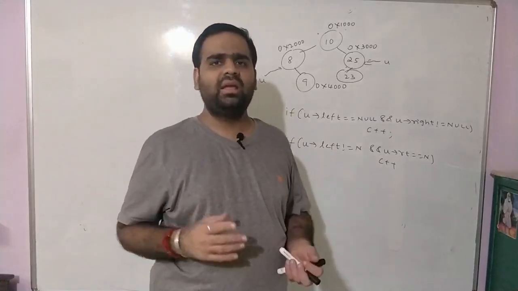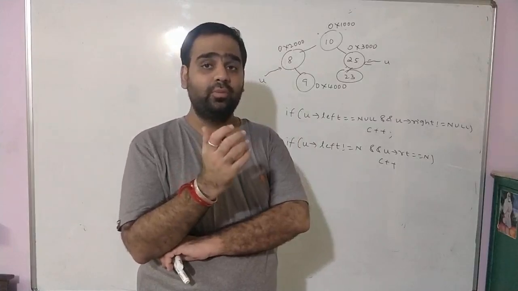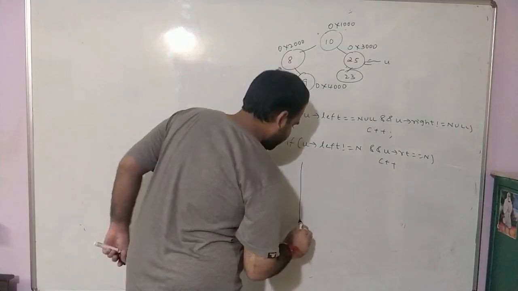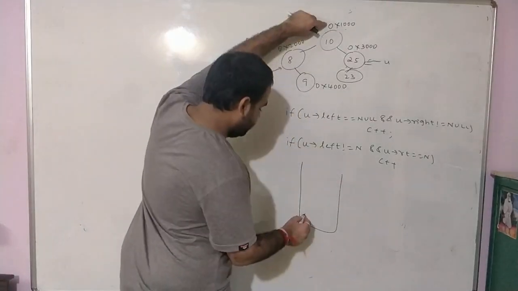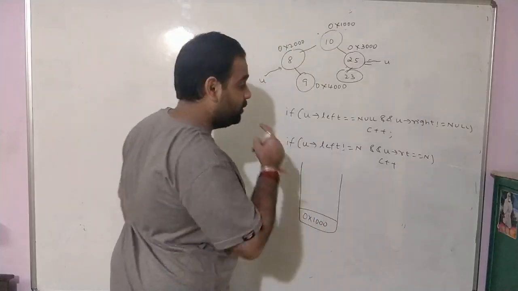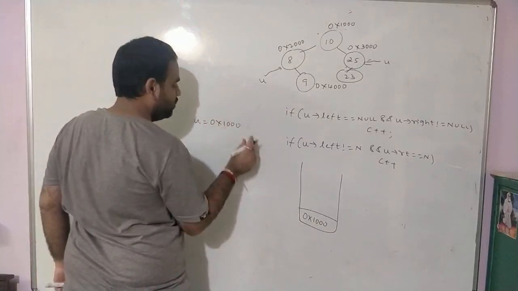Before I write the code, I want you to try it down with the help of iterative pre-order traversal of the tree. Now what is iterative pre-order traversal of the tree? We need to take the stack as the helping data structure. We push the root. Now what is the root over here? The root is 1000. Now you say u is equal to pop. When you say u is equal to pop, what do you get? u is equal to 1000.